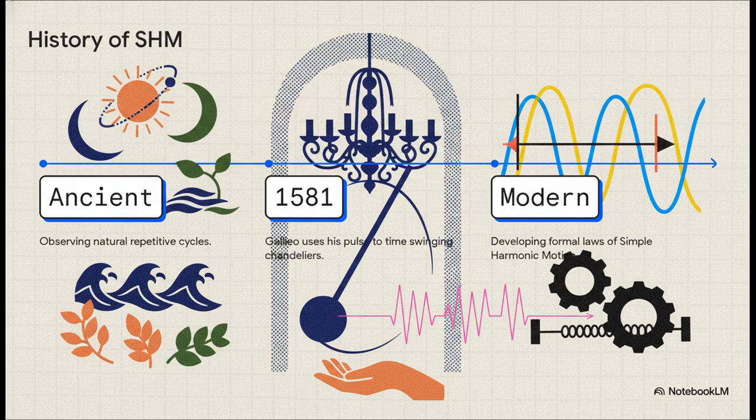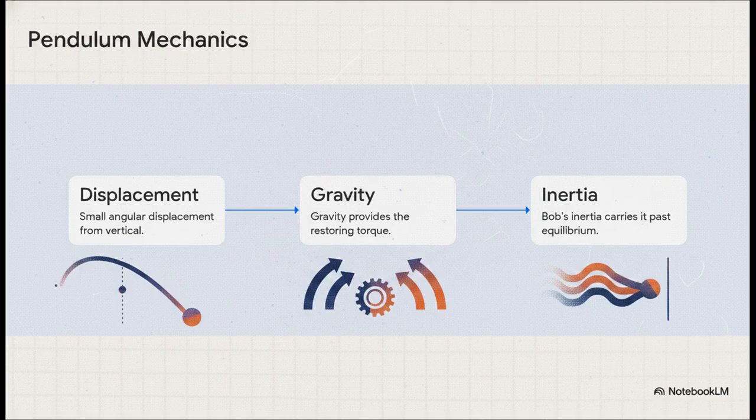He used his own pulse as a rudimentary stopwatch, and he discovered a shocking truth. Whether the chandelier was swinging in really wide arcs or very narrow ones, the time it took to complete one full to and fro swing remained exactly the same. This revelation laid the entire groundwork for the formal laws of simple harmonic motion. Let's walk through the actual mechanics of Galileo's pendulum to see why this happens.